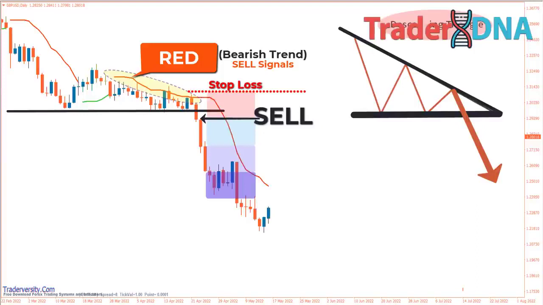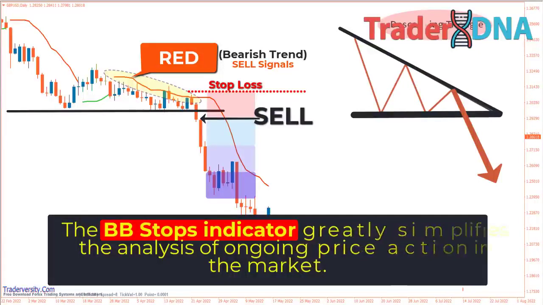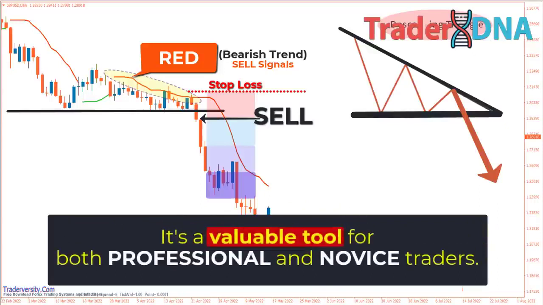As we observed in the examples we discussed earlier, we can conclude that the BB stops indicator greatly simplifies the analysis of ongoing price action in the market. It's undeniable that the BB stops indicator is highly reliable and consistent in generating signals, making it a valuable tool for both professional and novice traders. It offers accuracy and signal consistency, along with the convenience of reading market trends.